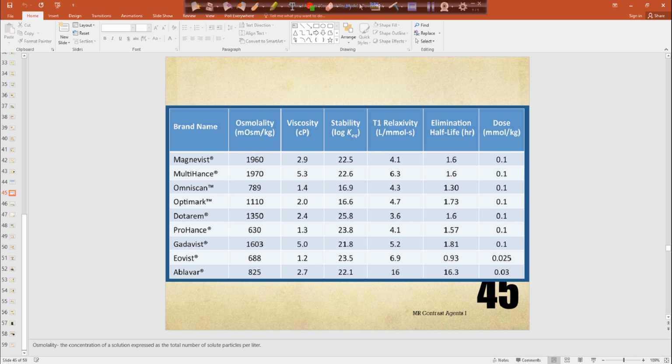Your thermodynamic stability, Dotarem has the highest, Prohance has the second highest. So you can see here why we chose those particular agents, because they're very stable inside the body. But then you go over to relaxivity, and they don't perform as well as some of the other agents. And you can see Multihance has a value of 6.3, so it has the highest relaxivity.